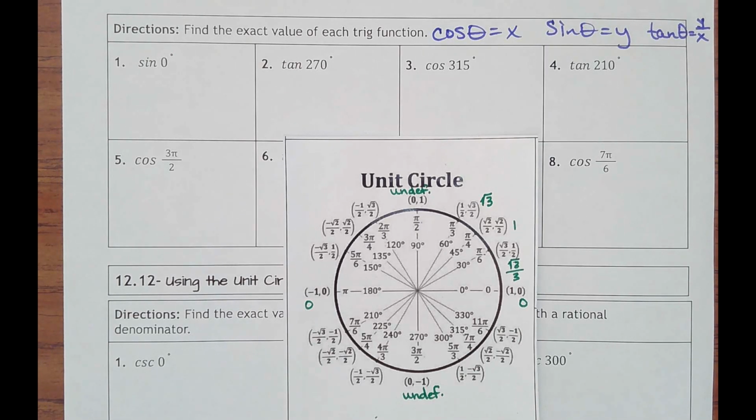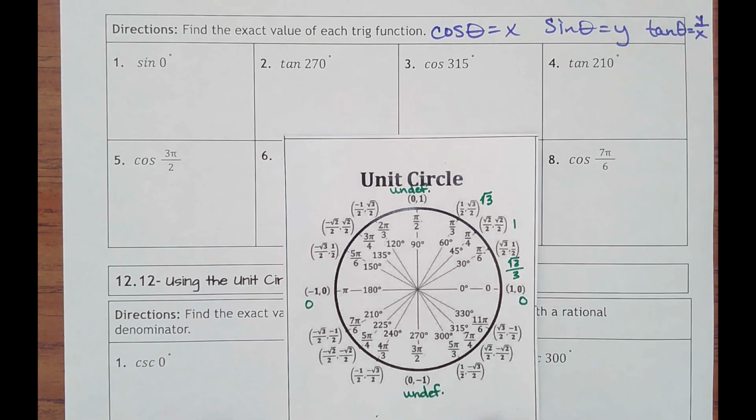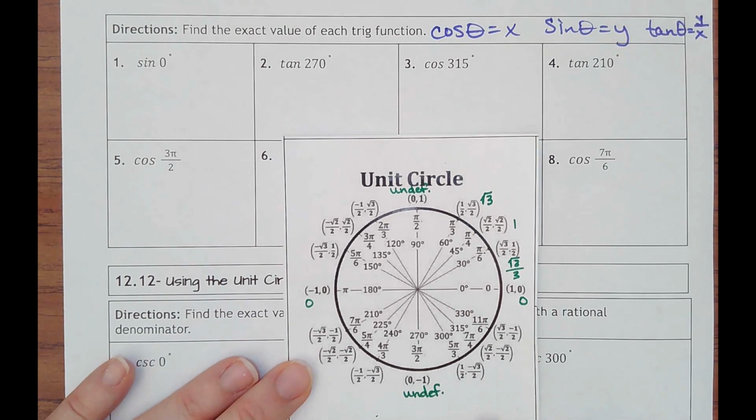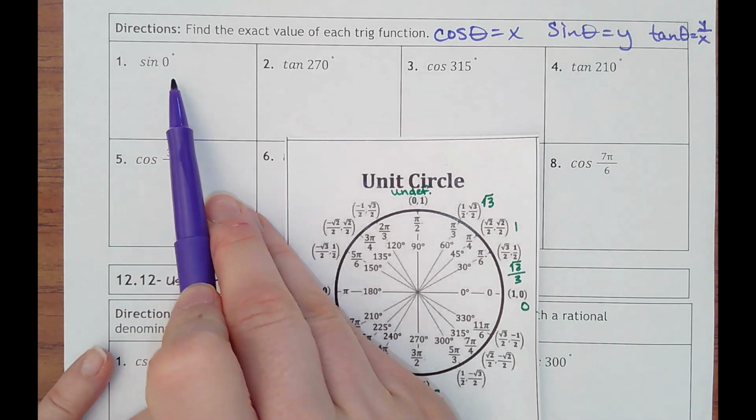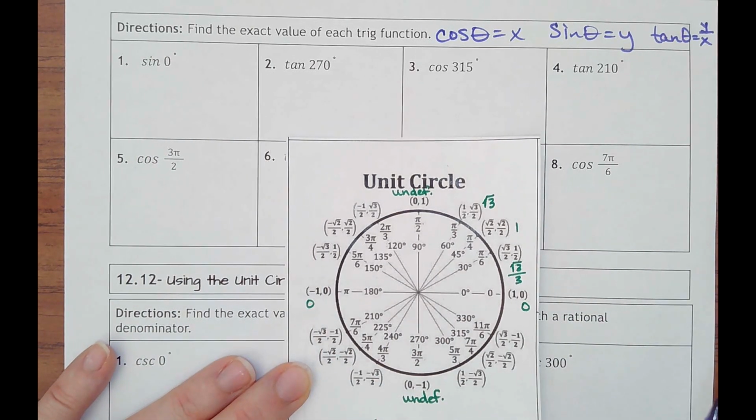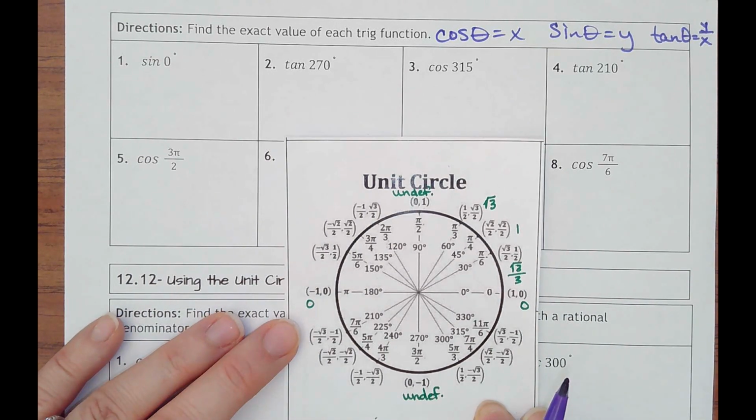Okay, this is a continuation of the lesson with the unit circle. We are going to figure out how to quickly use this to answer these trig functions. So the first four are in degrees, the second four are going to be in radians, and then here's my little version so I can fit this on my screen.